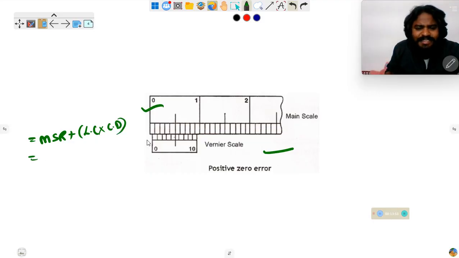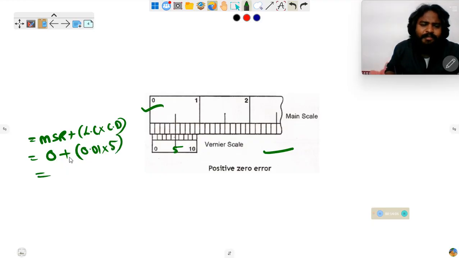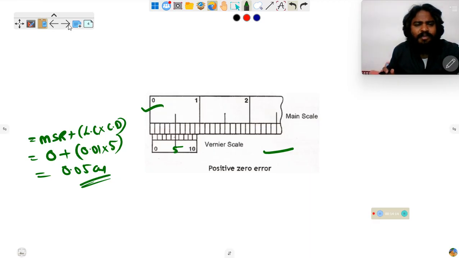So now what is the main scale reading? It is 0 plus least count 0.01 into which one? Exactly, the fifth one is coinciding well, right? You take it as 5. Now what happens, 0.05 centimeter is the error, right? This is about positive error. And next, let us see one more example we have.